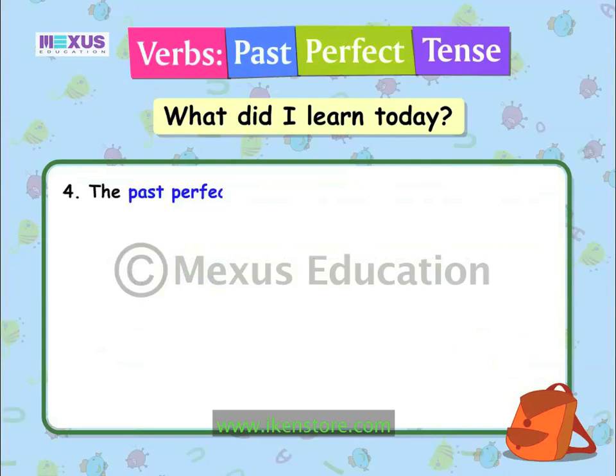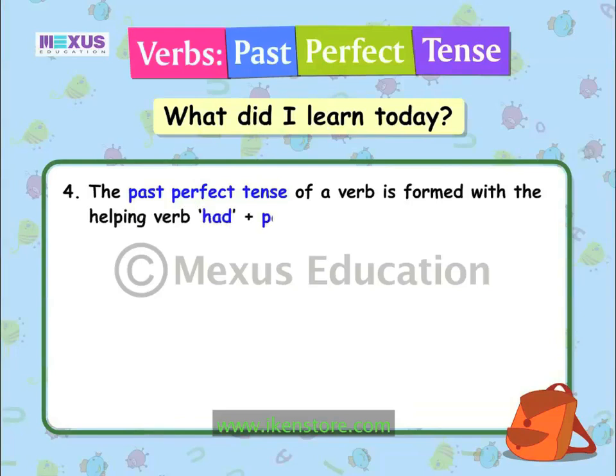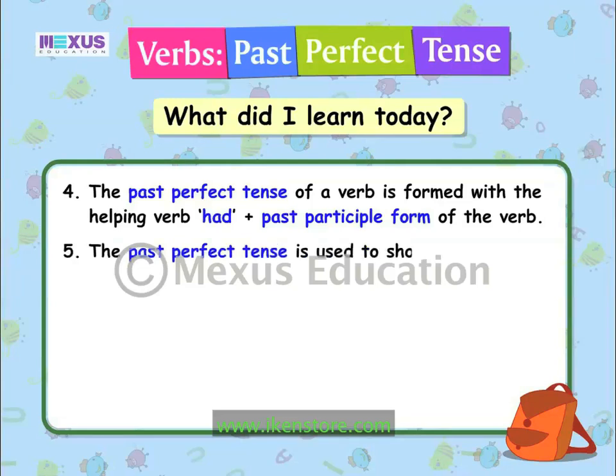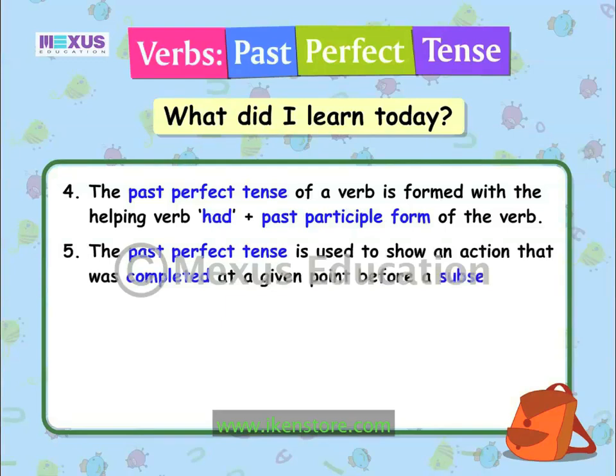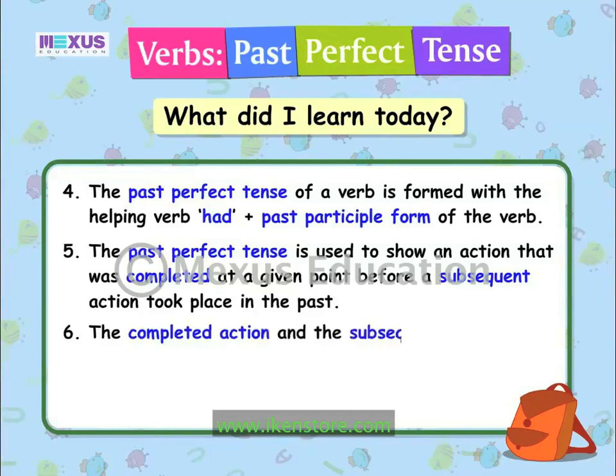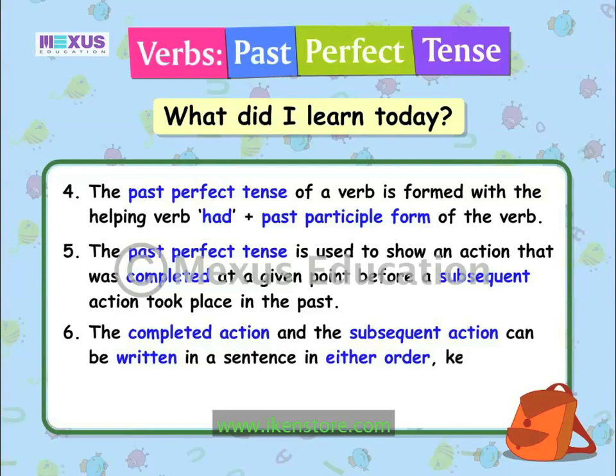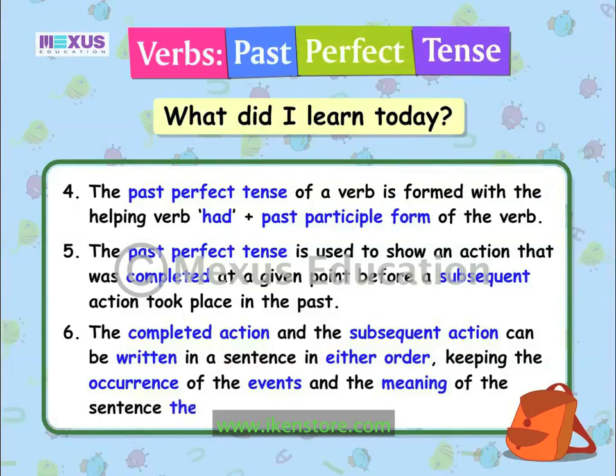The past perfect tense of a verb is formed with the helping verb had and the past participle form of the verb. The past perfect tense is used to show an action that was completed at a given point before a subsequent action took place in the past. The completed action and the subsequent action can be written in a sentence in either order, keeping the occurrence of the events and the meaning of the sentence the same.